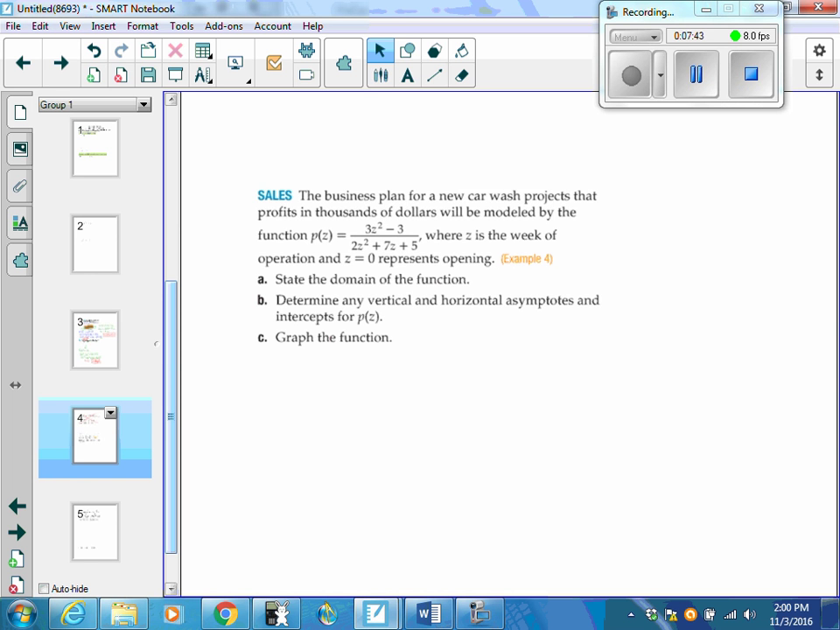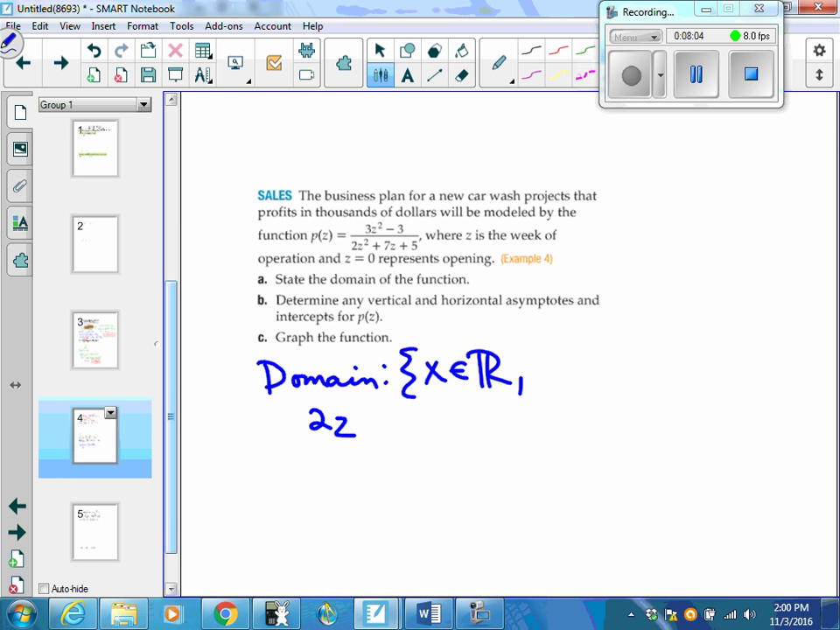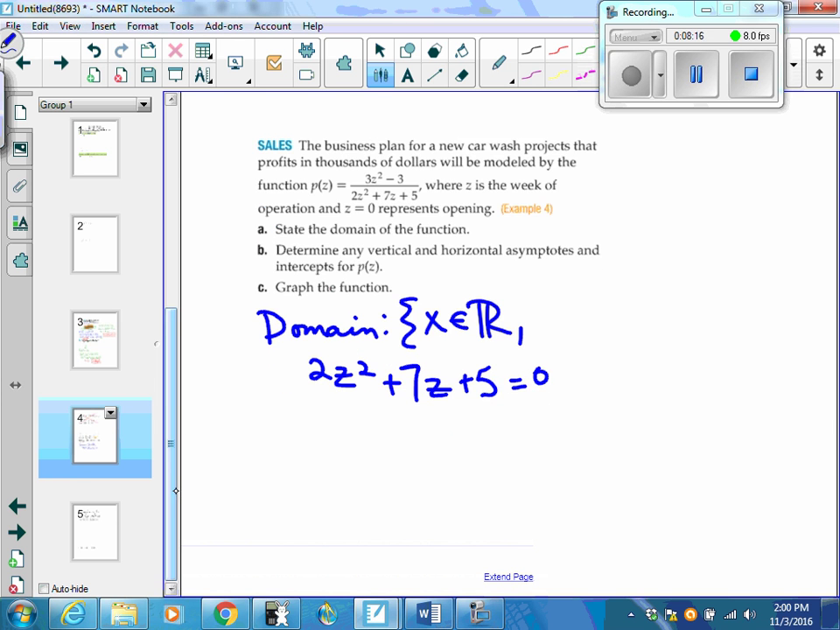So, we just have a plain old rational function there. We know that the domain for a function is always all real numbers, except values that could possibly give us 0 if we have a denominator, which I'm going to say that there probably is. We want to take that denominator, which is 2z squared plus 7z plus 5, set it equal to 0, and see if we can come up with a solution.